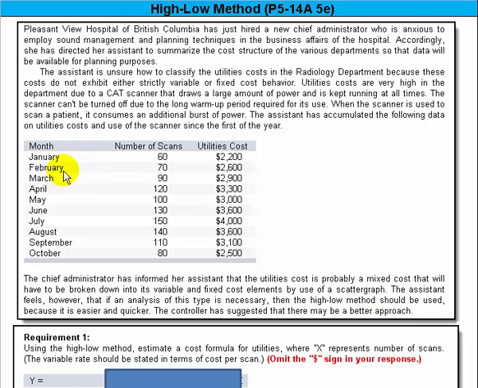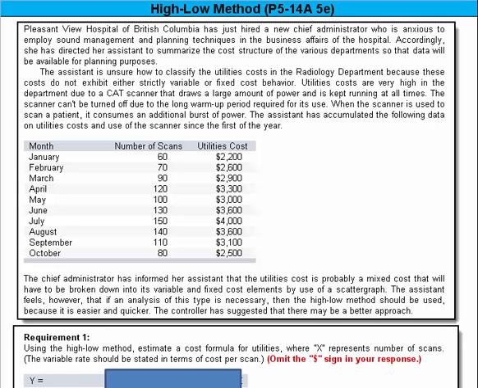Okay, so we have about 10 months worth of data. We have the number of scans and the utility costs. The chief administrator has informed her assistant that the utilities cost is probably a mixed cost that will have to be broken down into its variable and fixed cost elements by use of a scatter graph. The assistant feels, however, that if an analysis of this type is necessary, then the high-low method should be used because it's easier and quicker. The controller has suggested that there may even be a better approach. But let's focus on the high-low method in this presentation.